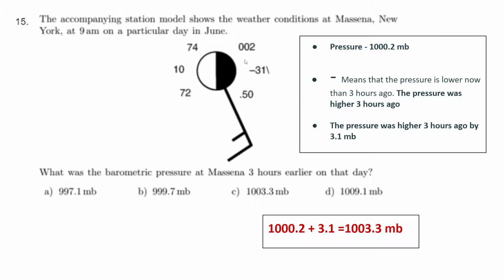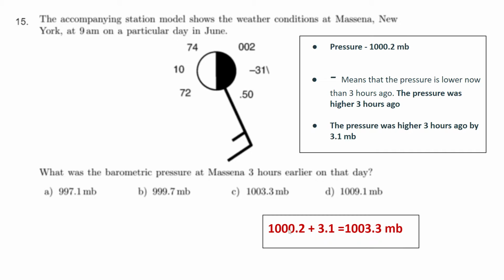So what I need to do first is convert this code into the actual pressure. If you converted like I showed you in the previous video, then the pressure you should get is 1000.2 millibars. Now that I know what pressure I have right now, I know that the negative sign means this pressure is lower than it was 3 hours ago, and it's lower by 3.1. So if I want to find out what the pressure was 3 hours earlier, that pressure must be higher 3 hours earlier. And remember, negative means that the pressure is lower now than it was 3 hours ago, right?